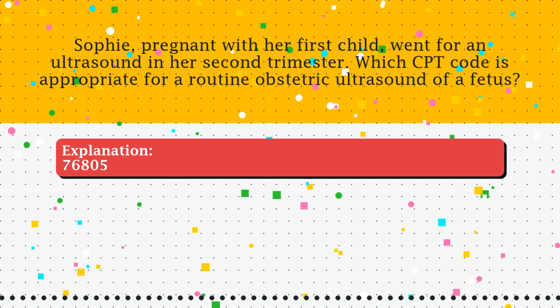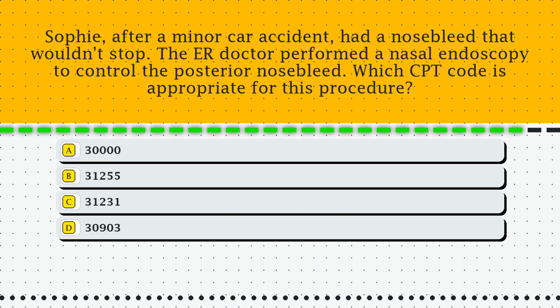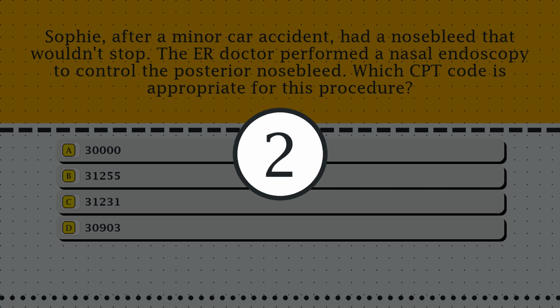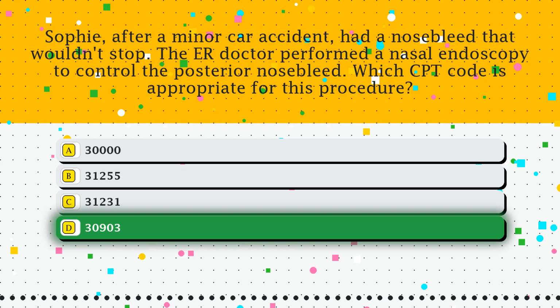Question 233. Sophie, after a minor car accident, had a nosebleed that wouldn't stop. The ER doctor performed a nasal endoscopy to control the posterior nosebleed. Which CPT code is appropriate for this procedure? Option A, 30000. Option B, 31255. Option C, 31231. Option D, 30903. The correct answer is option D, 30903.